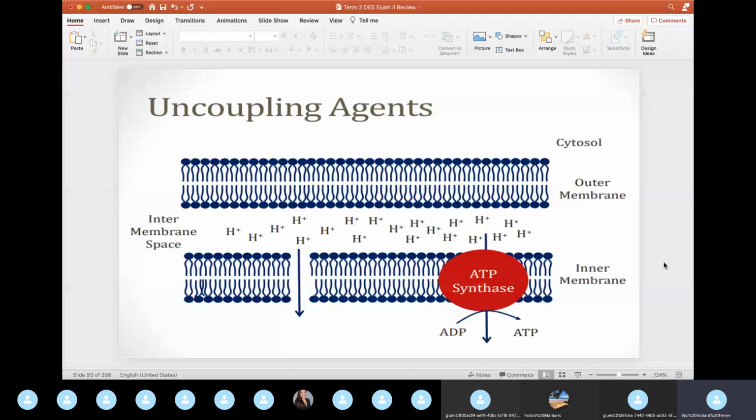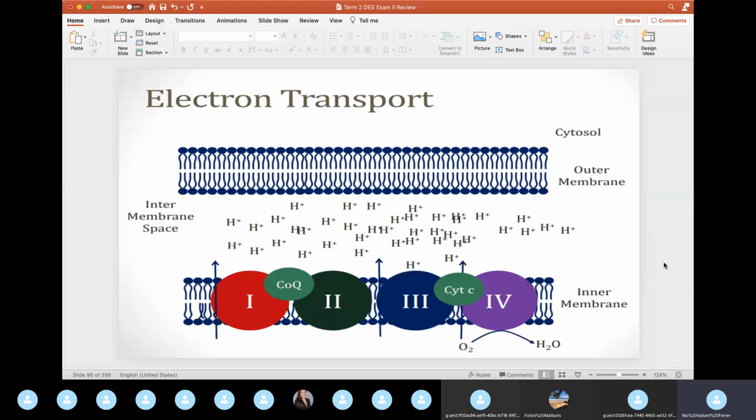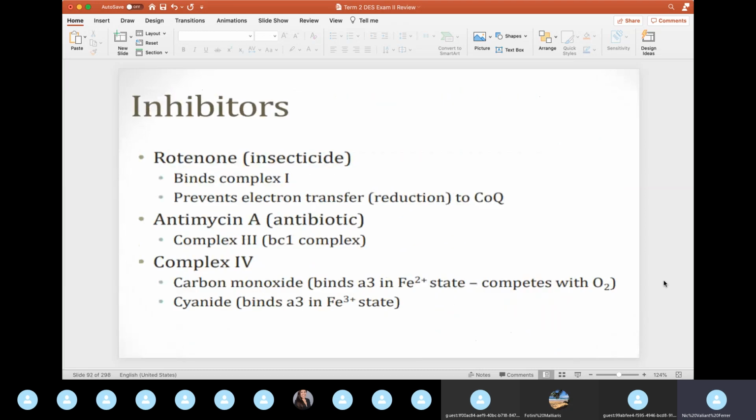We're good so far. How about FADH? Where does it go? What complex does it go to? It is complex 2. Excellent. So NADH is complex 1. FADH is complex 2. And then we're going to go to 3 and then 4. Final electron acceptor, oxygen, to make what? Water. You need to know the inhibitors.